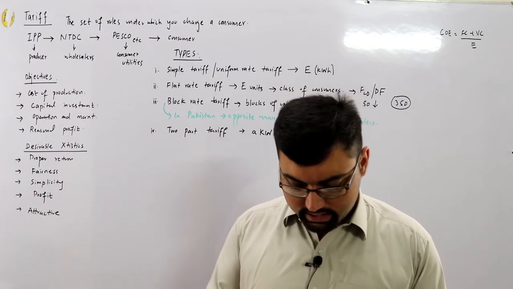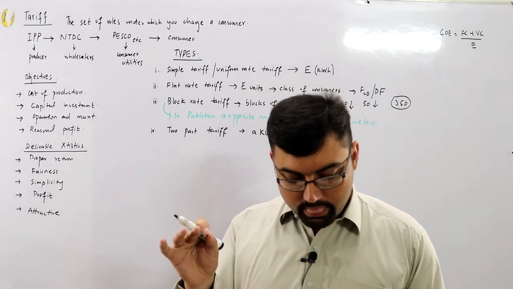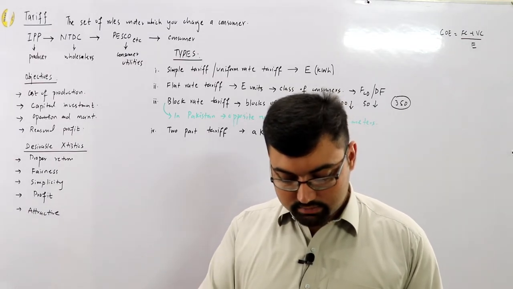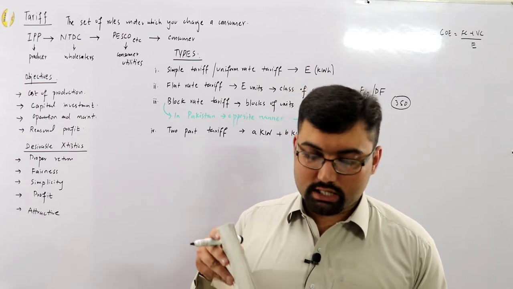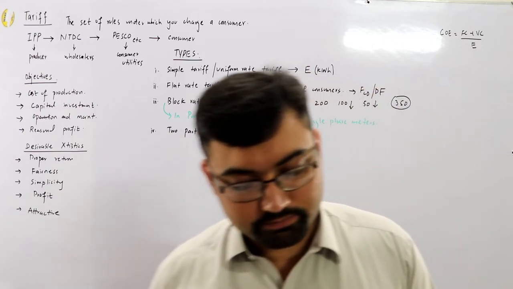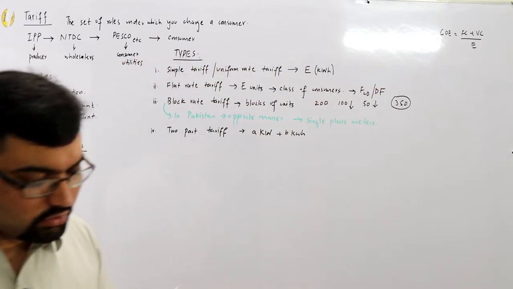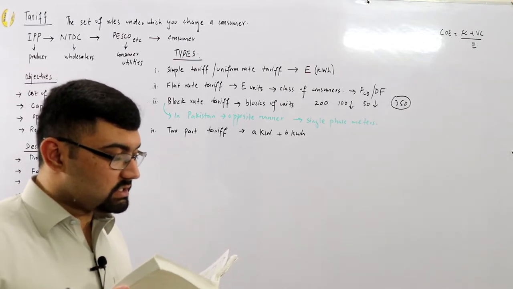Now, for two-part tariff, the fixed charges depend on the maximum demand of the consumer, while the running charges depend on the number of units consumed. So the total charges are what? It's something multiplied by kilowatts and this and that. Advantages: easily continued, easily understood by consumers, and recovers the fixed charges.